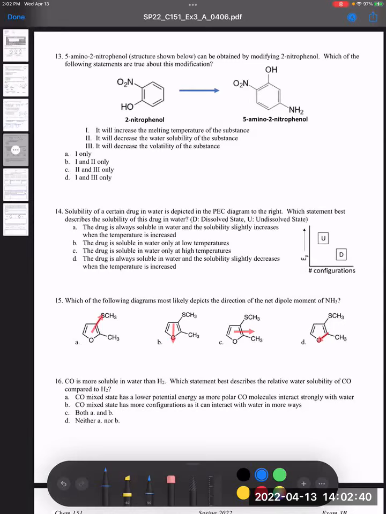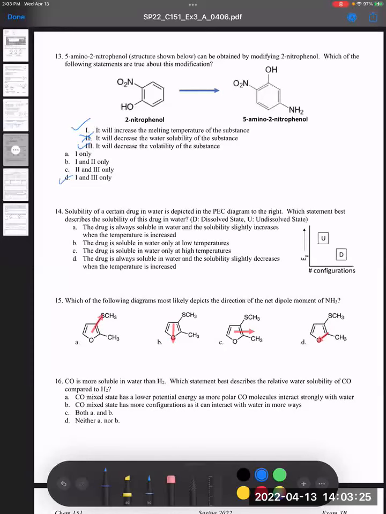Now, let's say the options are: it will increase the melting temperature of the substance. That is absolutely correct. It will decrease the water solubility of the substance. No, I mean you're adding an NH2 group here, right? NH2 groups have hydrogen bonding sites, which gives us more opportunities to interact with water, through hydrogen bonding and dipole interactions mainly. Therefore, statement 2 is incorrect. And then statement 3, it will decrease the volatility of the substance. Yeah, if we have strong intermolecular forces, it's going to decrease the volatility. Therefore, that is correct as well. Okay, so 1 and 3 are correct. Therefore, the correct answer is option D.